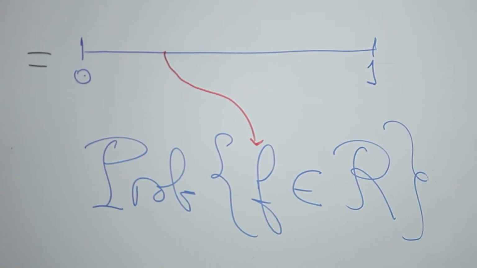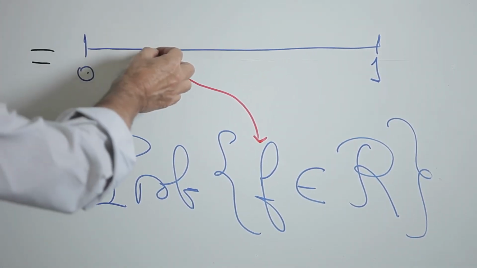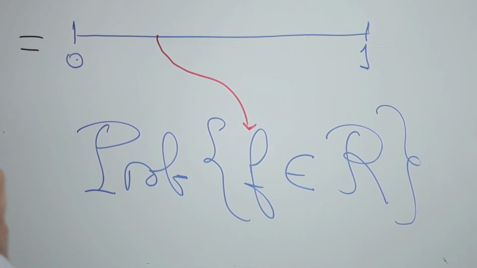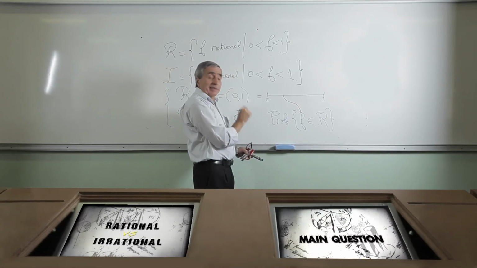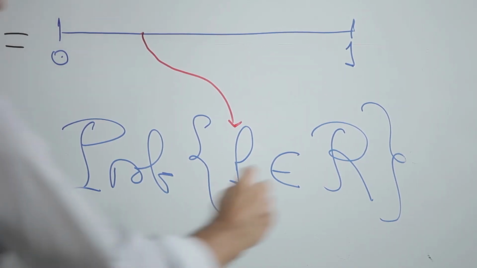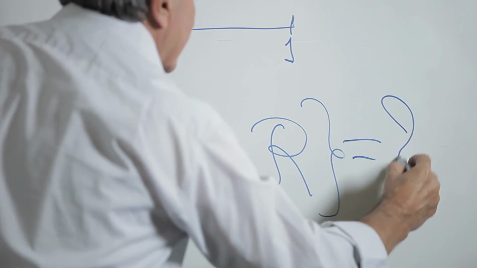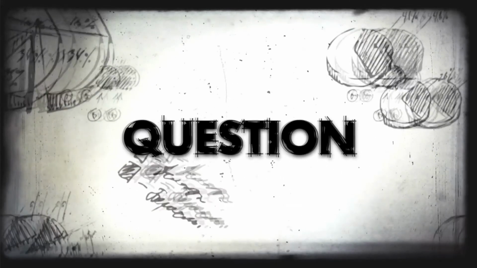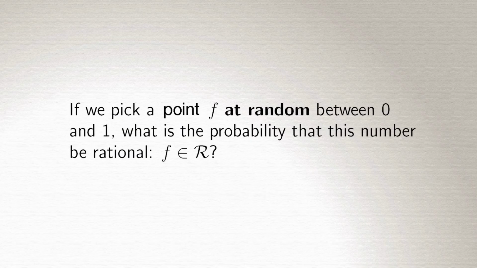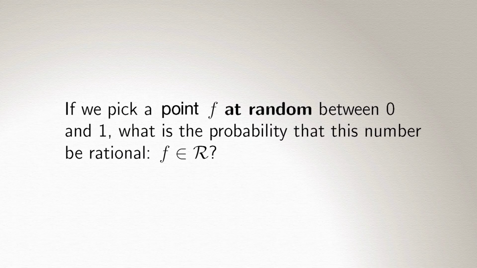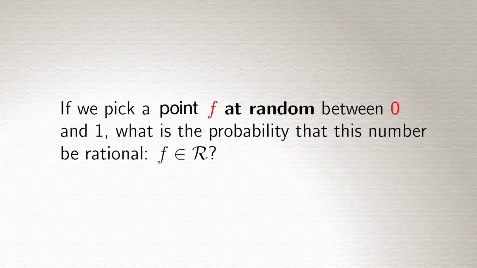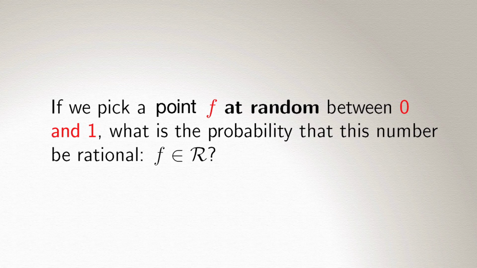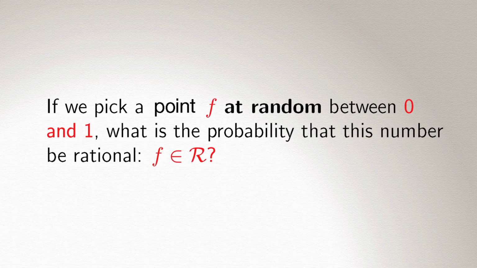So at that point, I would like to pick any number between 0 and 1, and I want to find out the probability that that number be a rational number. And that is the main question of this lesson. The main question of the module is, if we pick a point f from the segment [0, 1], what is the probability that this number be rational? That is, f belongs to R.